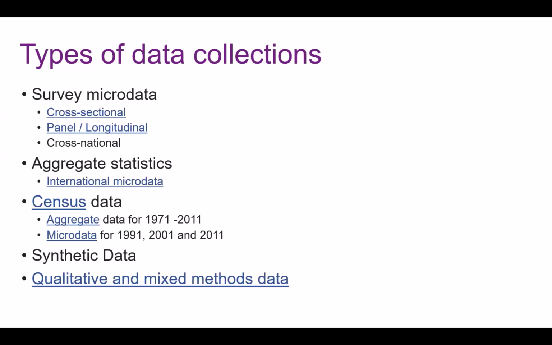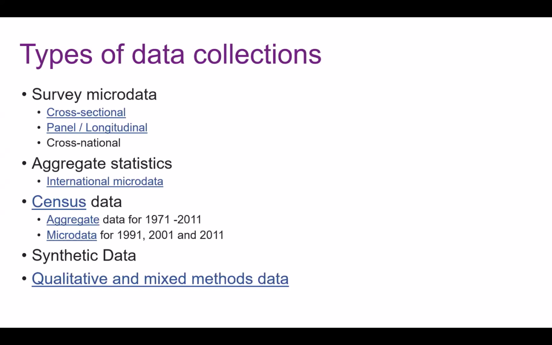What kind of data do we hold? This session is about qualitative and mixed methods data, but just so you know, the majority of our data, at least judging by the number of collections, is quantitative data. So we hold over 10,000 collections, of which 8,000 of them are quantitative collections. And we do hold a wide variety of that data.